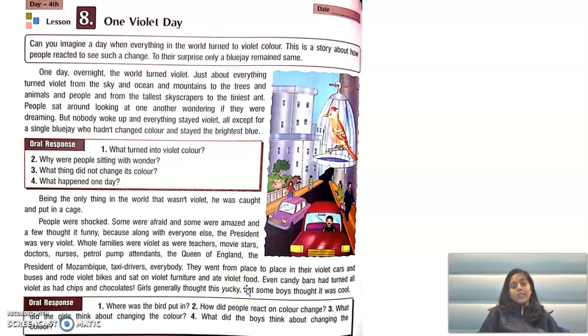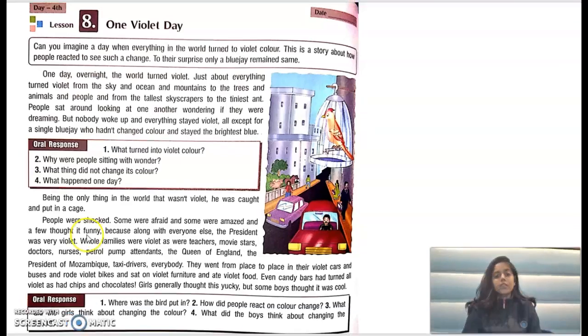Even the food they were eating, that was also violet. Even the candy bars had turned all violet, as had chips and chocolate. So everything in the world turned violet, even the candies, the chocolates, the toffees, chips, everything turned violet. Girls generally thought this yucky, but some boys thought it was cool.